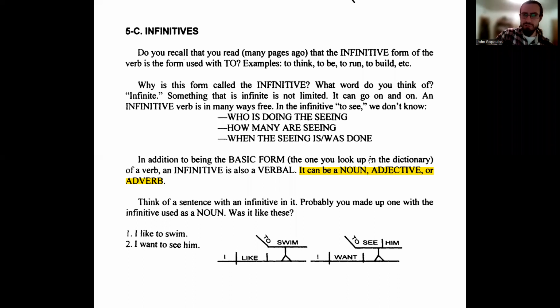Ask yourself. I like to swim. What do you like? I like to swim. So to swim is our direct object. I want to see. To see is a direct object for want. And then what do you want to see? Him. So now we have another direct object, but it's for the infinitive. So look, just like a verb, we now know that infinitives can take objects. Same principles.